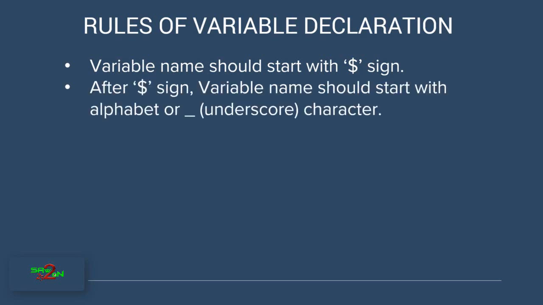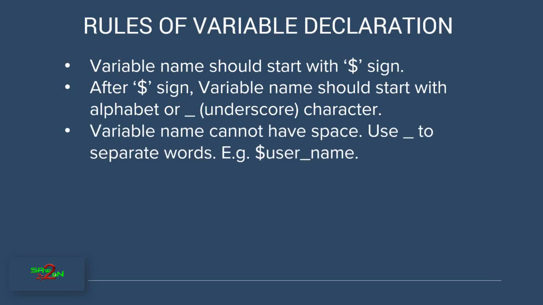The next rule is when you define your variable name, right after the dollar, the character should be an alphabet or it should be an underscore character. You cannot use numbers nor special characters right after the dollar. After dollar, let's say you put any alphabet, after that you can actually use the numbers.